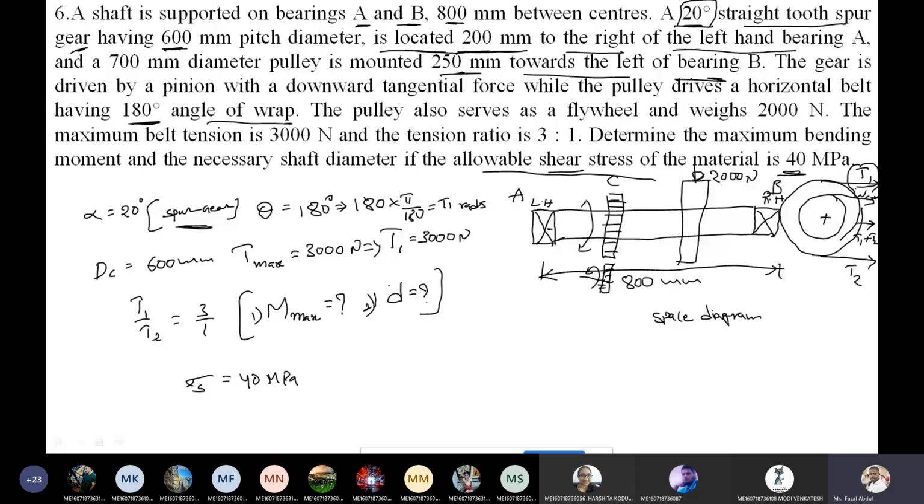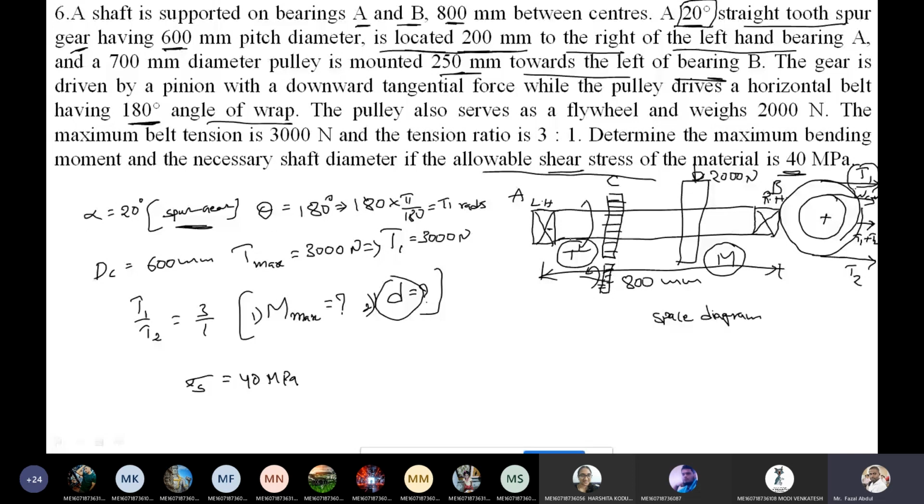Now the main question is what is the diameter of the shaft. To calculate the diameter of the shaft, see here, if you see the space diagram, it is transmitting power as well as being subjected to bending moment. Because of transmitting power, it is subjected to torque, and because two pulleys, one gear and pulleys are mounted on the shaft, the shaft is subjected to bending moment. So this kind of problem comes under the combination of torsion and bending, which we need to identify. Okay, we identified. Now what is the next step?